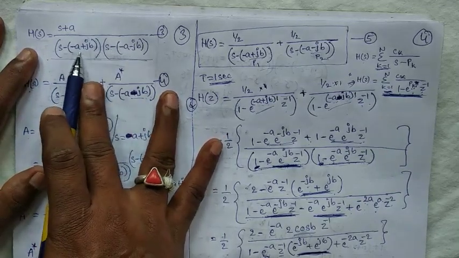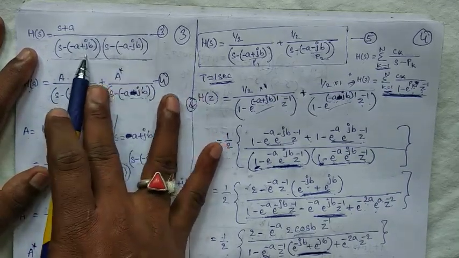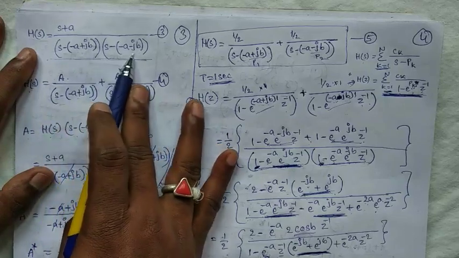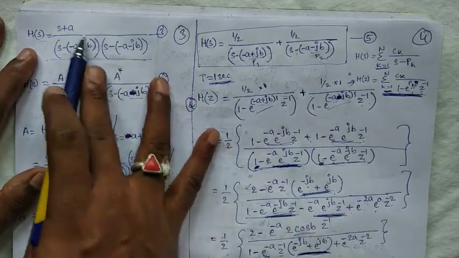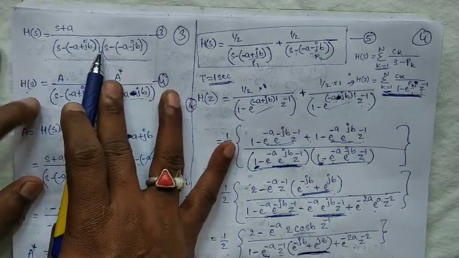Here the roots are what? Complex conjugate roots, it is. The roots are complex conjugate roots. For complex conjugate roots, we apply partial fractions to this H of s. Here that can be written as what?